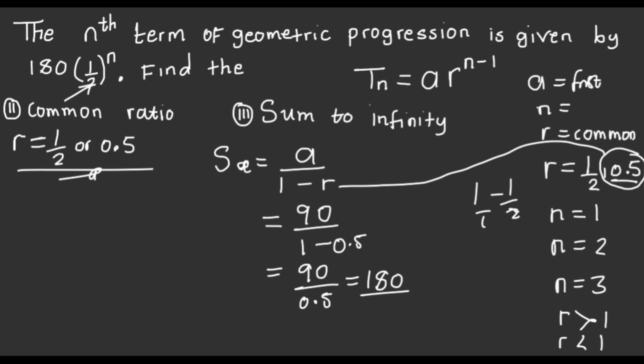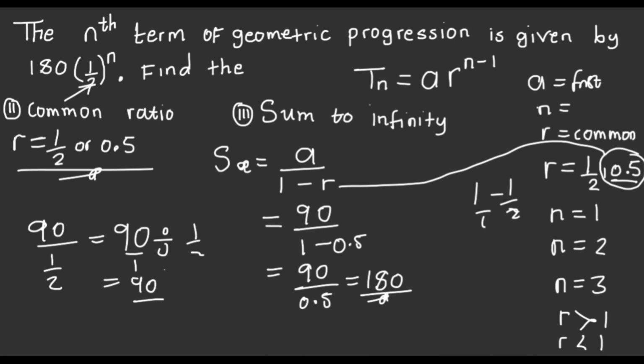So this is our sum to infinity. We say 0.5 is the same as 1 over 2, and according to the rules of division, we can change this division into multiplication, and the denominator becomes the numerator, which is 2 over 1. You know that 90 times 2 will give us 180 over 1. 1 times 1 is 1, and 180 over 1 is still 180 as our final answer.